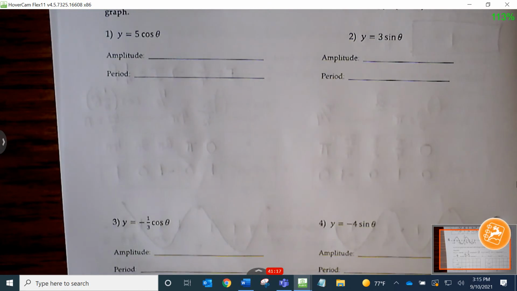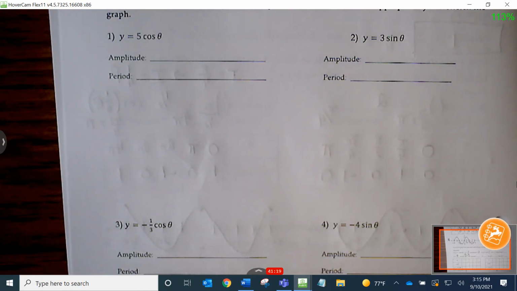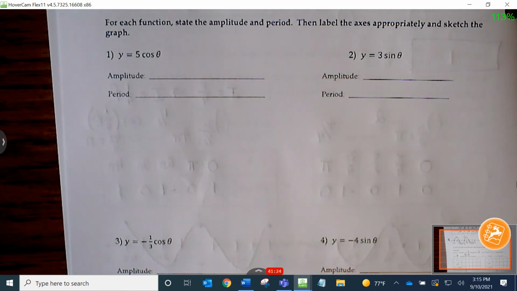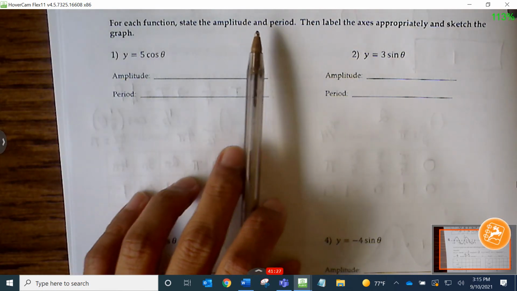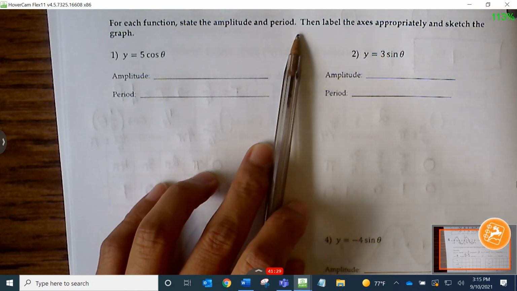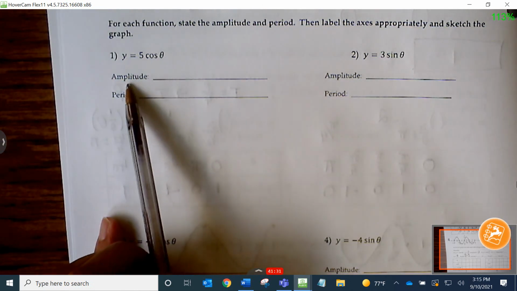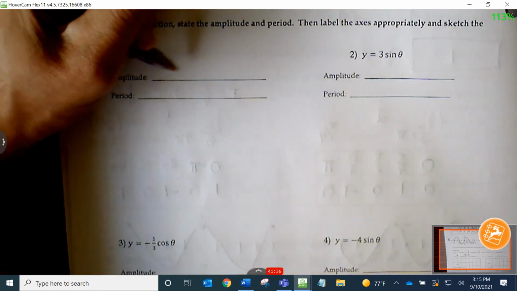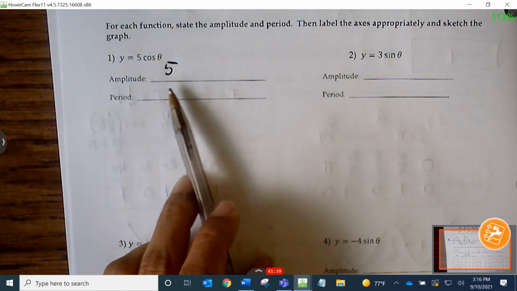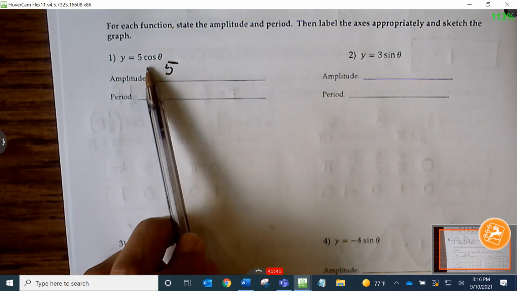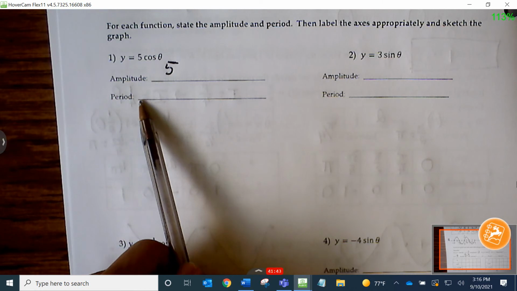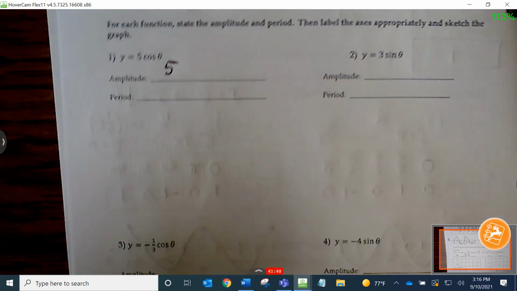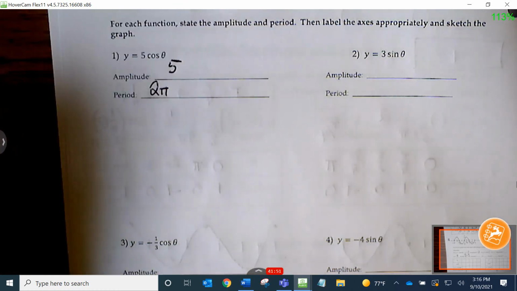Okay, so here we're just basically going to do the same thing as before, just that we're going to see if we can make our own chart and graph. So for each function, state the amplitude and period, then label the axis appropriately and sketch the graph. Now, what's the amplitude for number 1 here? Just 5, okay? So that's the a value, right? What's the b value for this function? Just 1. So that means my period is not going to change, or you think of it as 2 pi divided by b, 2 pi divided by 1. It's not going to change. So the period is going to be 2 pi.